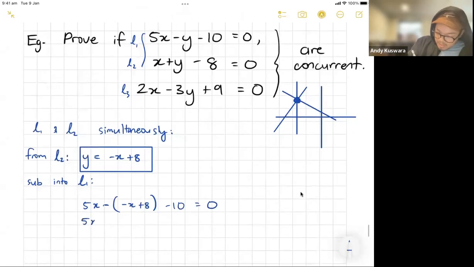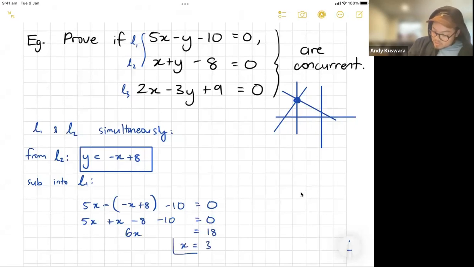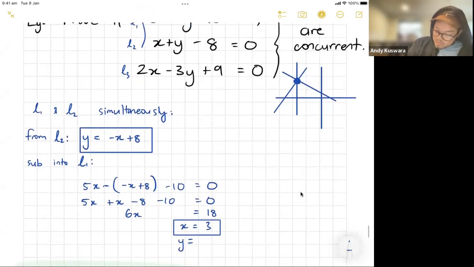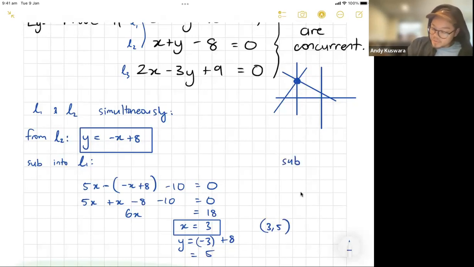Let's just expand it out. 5x plus x minus 8 minus 10 equals 0. That's 6x equals, moving it over to the other side, 18. So x equals 3. And if x equals 3, then y equals minus 3 plus 8, which gives me 5. So our solution is (3, 5). Now, the last step here is I've found the point. I want to sub.